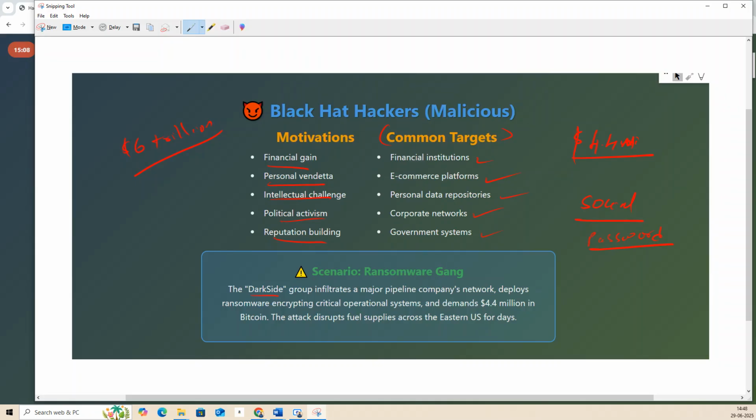Then on a weekend, they struck. They deployed ransomware across Colonial Pipeline's entire IT infrastructure, encrypting everything from billing systems to operational controls. Everything was encrypted.